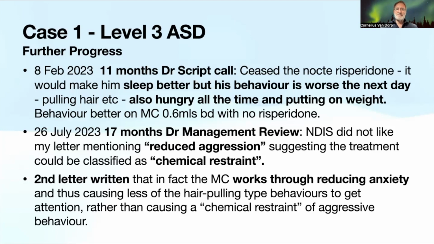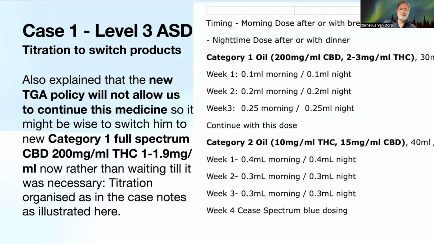Then at 17 months, the NDIS did not like my letter mentioning reduced aggression. They said, suggesting the treatment could be classified as chemical restraint. So I had to write another letter saying that actually these behaviours are caused through anxiety, and so the medical cannabis works through reducing anxiety rather than a chemical restraint of aggression. And I also explained that we're going to have to change this child over to a category 1 because of the new rules from the TGA.